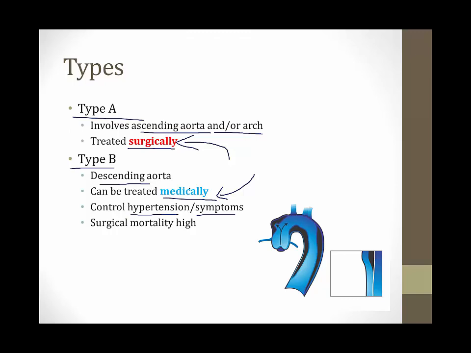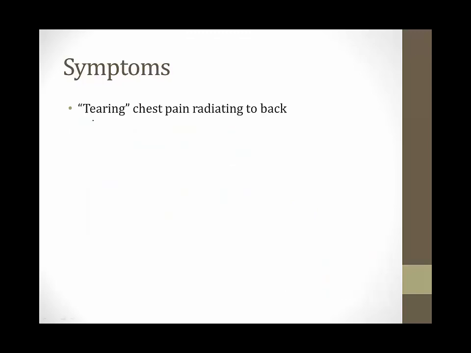And the reason type Bs are treated medically is because the mortality from surgical intervention is very, very high, and the mortality from medical intervention is also high, but it's usually lower than the mortality if you go to the operating room. The symptoms of an aortic dissection are tearing chest pain that radiates to the back.